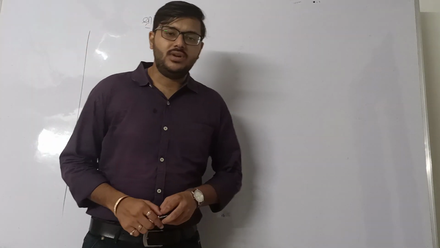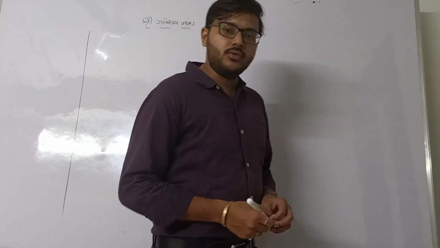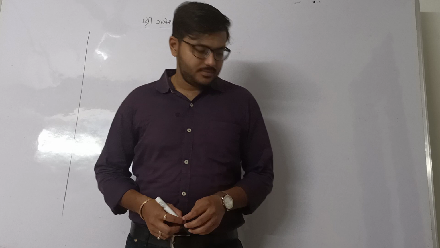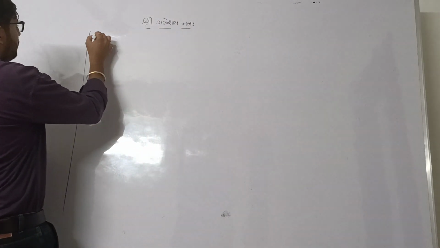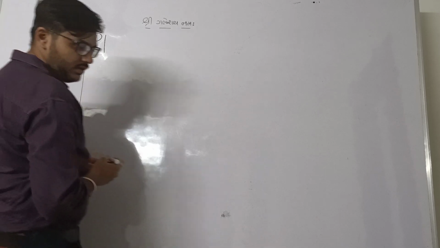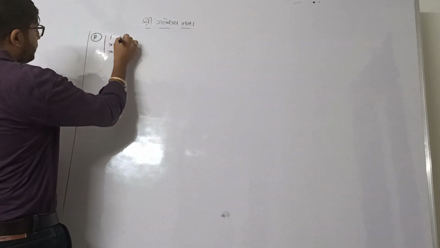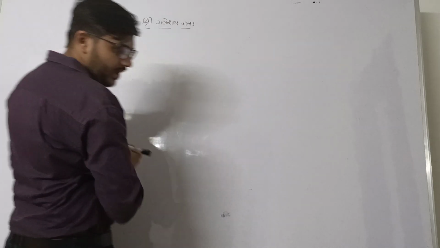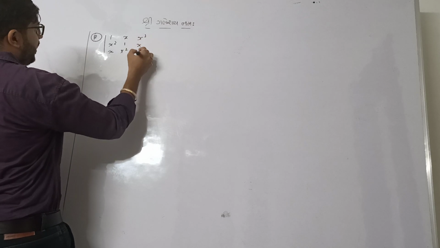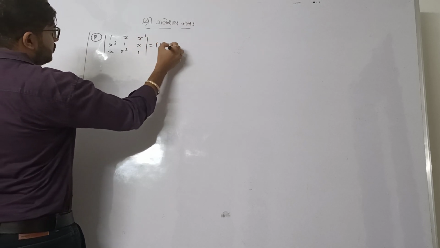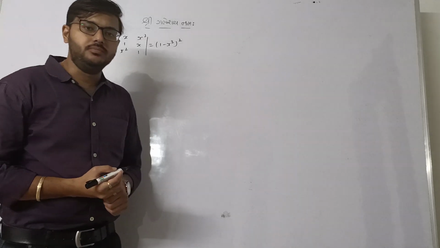Hello friends. So let's continue with exercise number 4.2, in which we completed a total of 11 sums, right? 11 sums. So let's continue with number 12, in which we have the determinant with rows 1, x square, x; x, 1, x square; and x square, x, 1, and we have to prove that it is (1 minus x cube) whole square. This is what we have to prove.